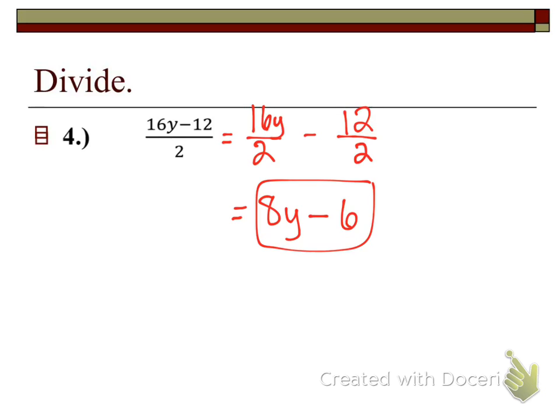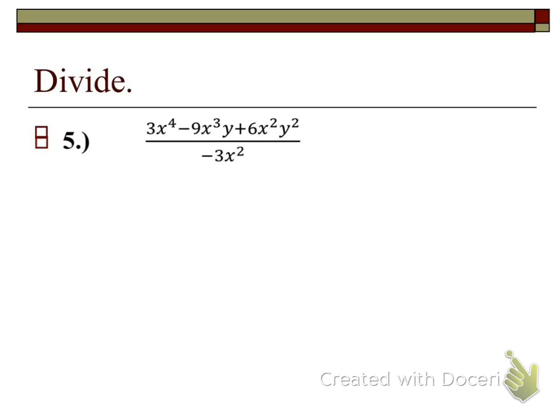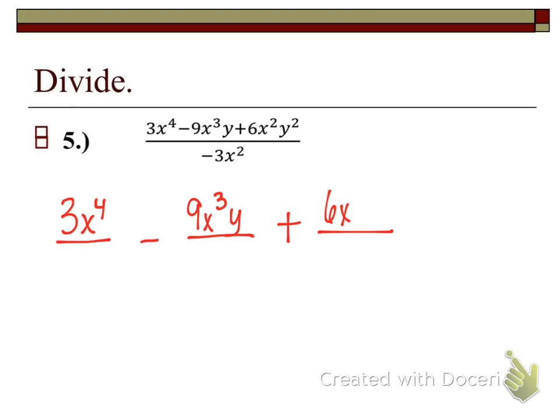Ready for number 5? Okay, number 5 is a little more challenging. How many terms do we have in the numerator? 3 of them. Okay, so we got a term minus another term plus the last term. What's going in the top of my first term, Houston? 3x to the 4th. And in the middle, Keon, what do we have? Good. 9x cubed y. The last one, Tariana? 6x to the 2nd, y to the 2nd. Good. 6x squared, y squared. And in the denominator of all of them, Kelby? Good. Negative 3x to the 2nd.